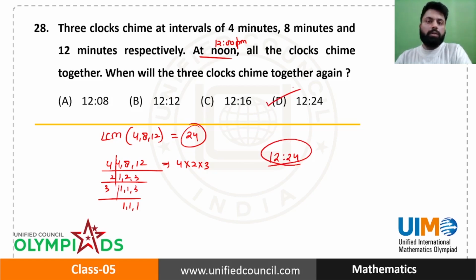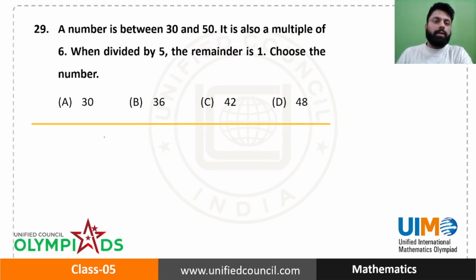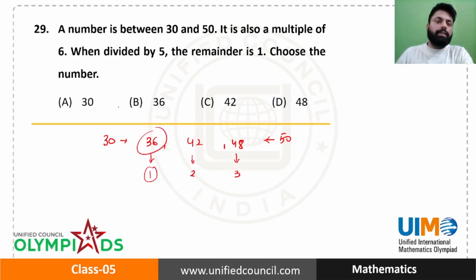A number is in between 30 and 50. It is also a multiple of 6. So multiples of 6 are 36, 42, 48. Okay. When divided by 5, the remainder is 1. So when you divide it by 5, the remainder is 1, 2, 3. Choose a number. So that is 36, option B.